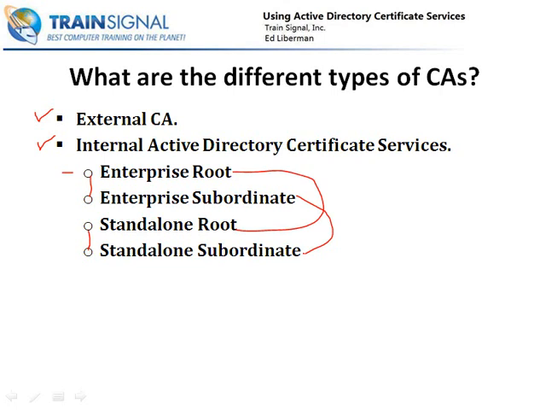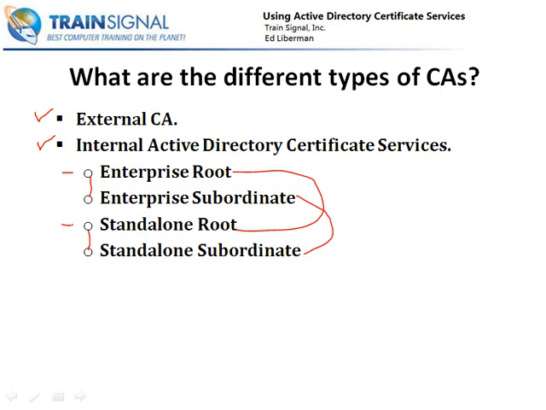Now, enterprise means that you are going to be functioning within Active Directory Domain Services, so things will be validated within Active Directory Domain Services. And standalone means that you are going to be installing the CA on a server that is not necessarily going to coordinate with Active Directory Domain Services. So the easy way to remember it is: enterprise goes with Active Directory Domain Services, standalone does not.